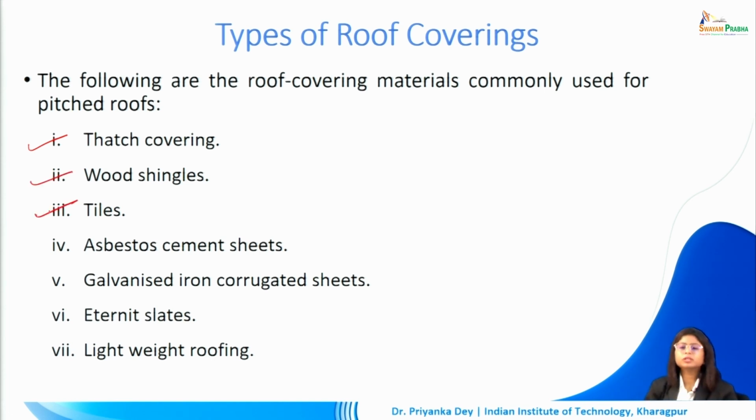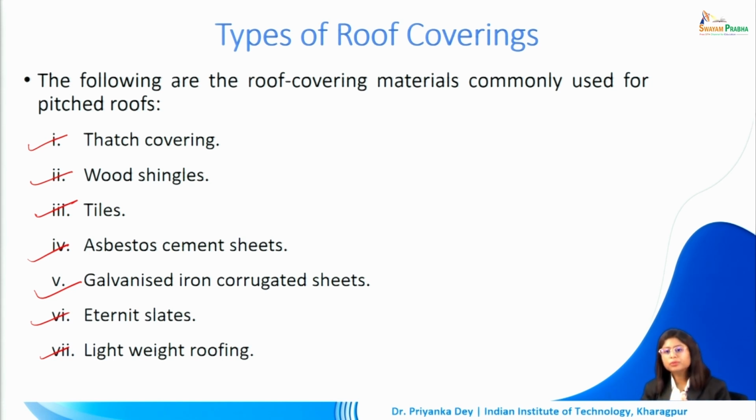Third, a very popular type of roof covering is tile. Different parts of the nation, especially in India, have different shapes of tiles which are locally available, so you would see very distinctive tile types selected in different parts of the nation. So tile is also a very popular roof covering. Then of course come the sheets. The asbestos cement sheets and the galvanized iron corrugated sheets are very popular choices as well. The durability of these will vary from the tile. The Eternit slates and lightweight roofing materials are another category.